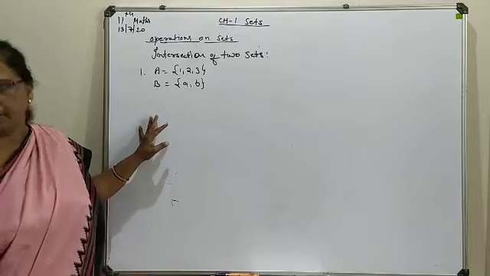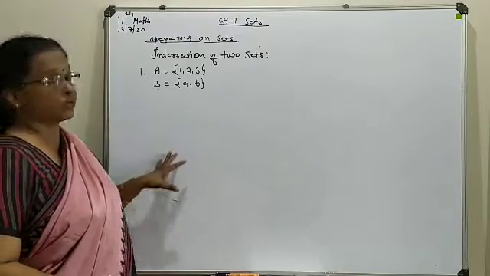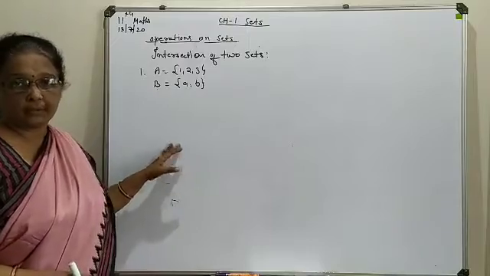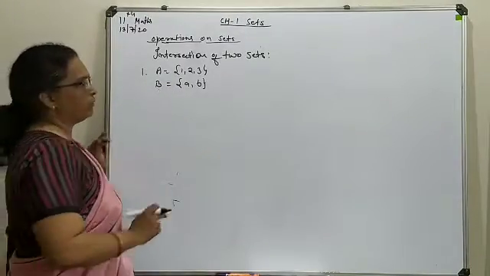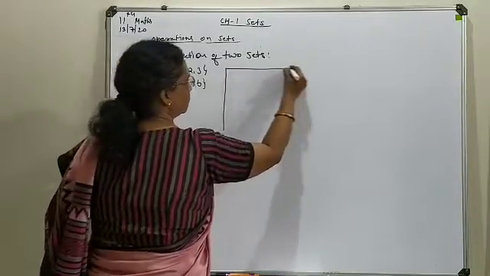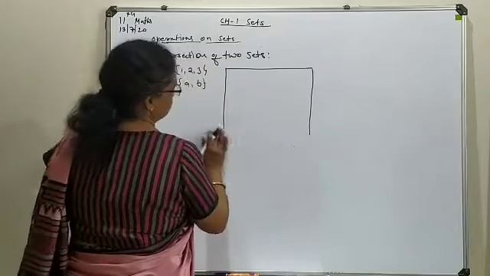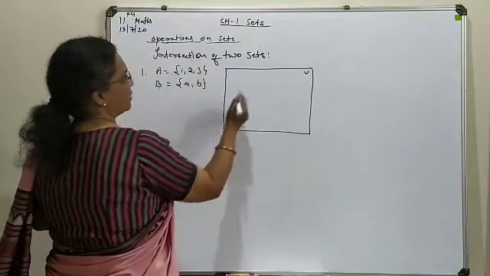When A and B contain entirely different elements, how do we represent this in a Venn diagram? Here you can see none of the common elements we are having in between. So we will draw a diagram like this: this is U. These two are the distinct ones.